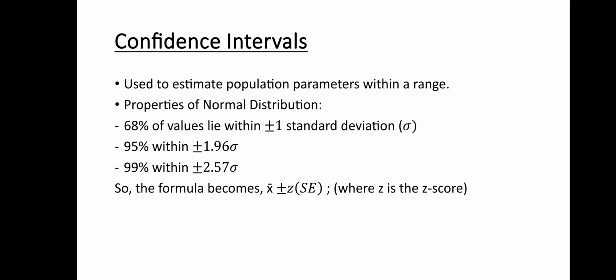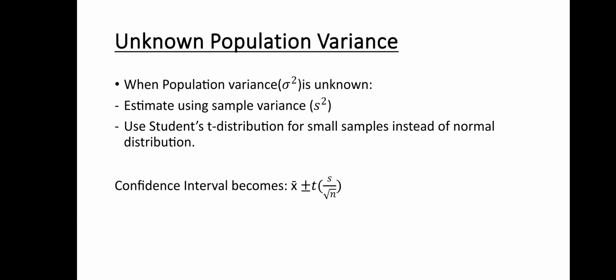Rather, it means that if we were to repeat our sampling process many times, about 95% of the intervals we calculated would contain the true population mean. This distinction is subtle but really important for proper interpretation of statistical results.